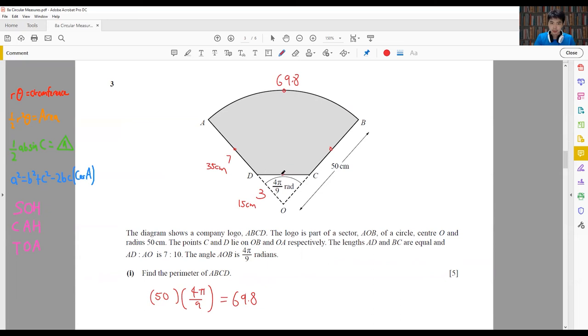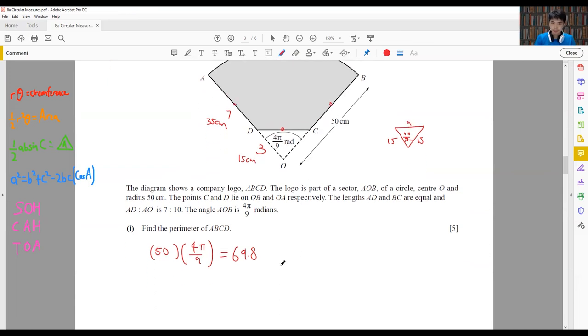Now, what we need to do is find this length of DC here. If we were to just look at it as a triangle, we could see that this is 15, this is 15, and this has the angle of 4 pi over 9. So we are going to be using the cosine rule to find this side here. This side here will be a. According to the formula, a squared is equal to b squared plus c squared, which is both 15 squared plus 15 squared, minus 2 times 15 times 15 cos 4 pi over 9.